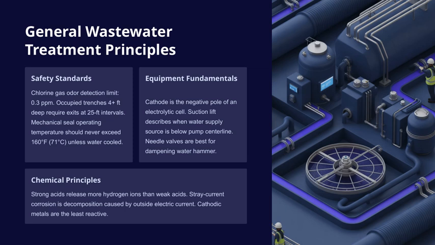Now on to chemical principles. Strong acids release more hydrogen ions than weak acids, which is key when considering pH control and chemical dosing in treatment processes. Stray current corrosion is another critical concept. It's caused by external electric currents that lead to metal decomposition, and minimizing this is vital for maintaining infrastructure longevity. Lastly, when we talk about cathodic metals, these are generally the least reactive, which is why they're often used in applications where corrosion resistance is essential.